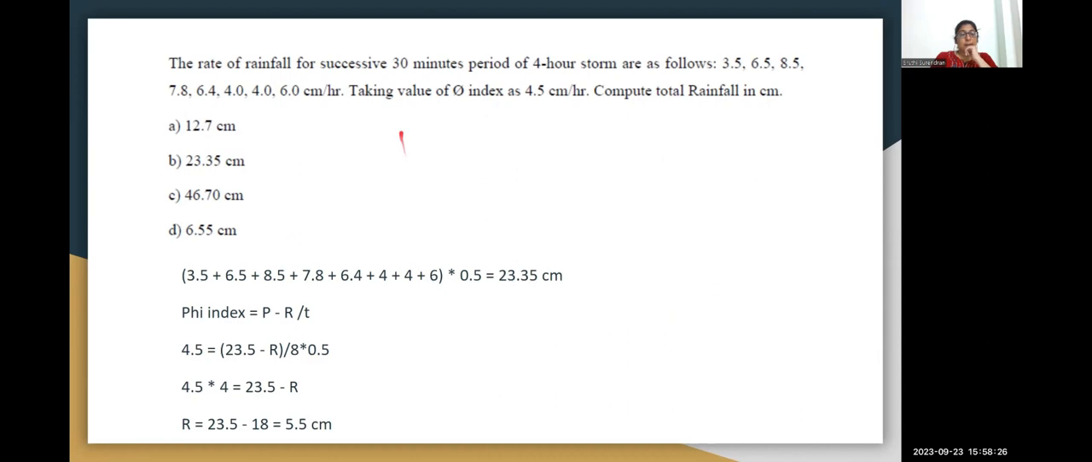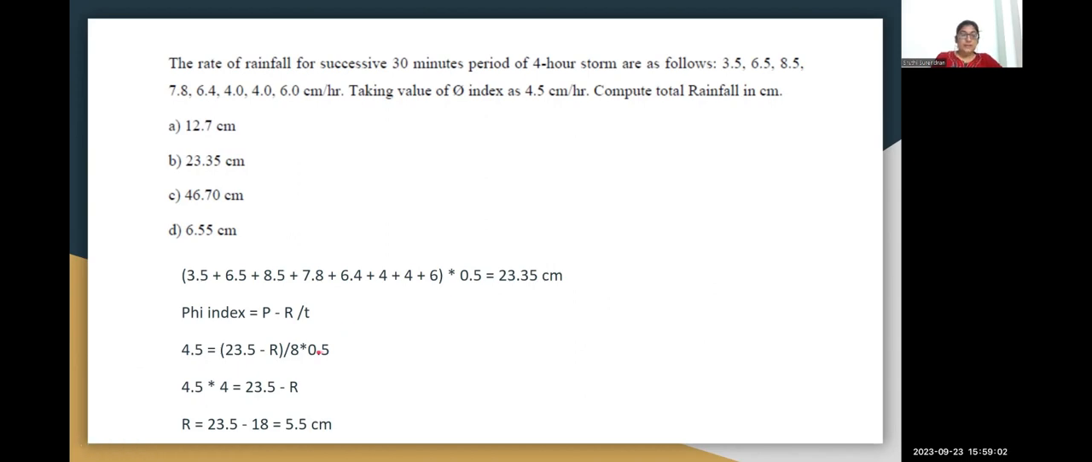Now the same problem they can also ask us to find out the runoff. In order to find the runoff, we make use of the phi index or W index equation. Since they have given the phi index, we'll make use of the phi index equation. So phi index is equal to (P minus R) by T. We know P is equal to 23.5 centimeters. We are supposed to find R. Phi index they have said is 4.5 centimeter per hour. Phi index is nothing but the average infiltration rate, so it's a rate value. It is going to be in centimeters per hour.